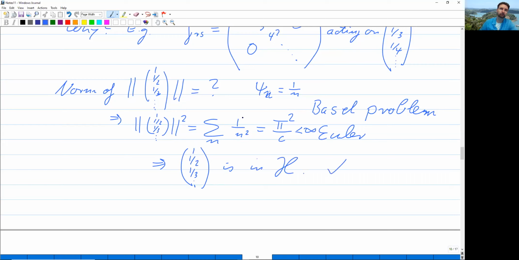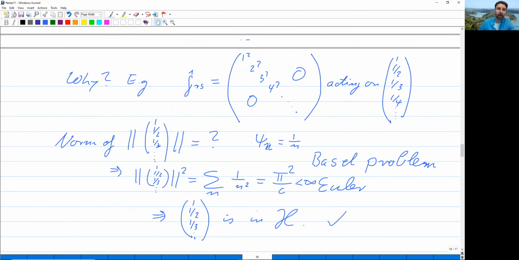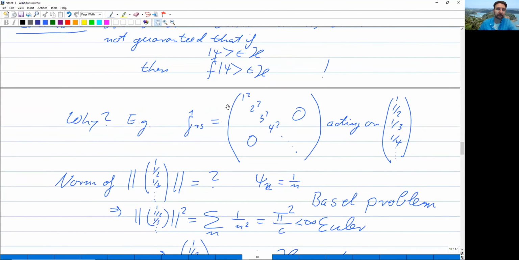Okay, so that's good. Now, let us apply naively this linear map given in the bases by this matrix on that vector. What do we get then? We get a vector whose first entry is 1, second entry is 2 squared divided by 2, that's just 2. The next entry is 3 squared divided by 3, that's just 3. Next entry is 4 squared divided by 4, that's 4. So we see where this is going.